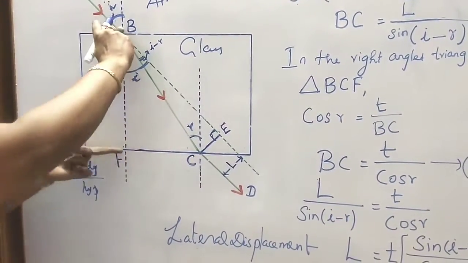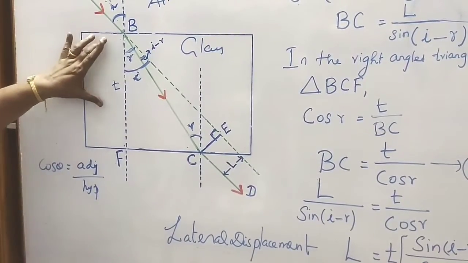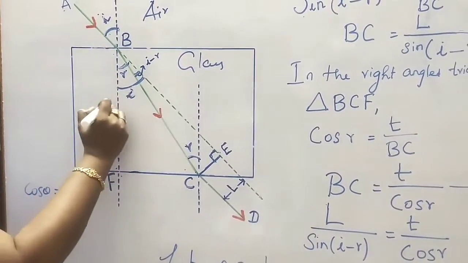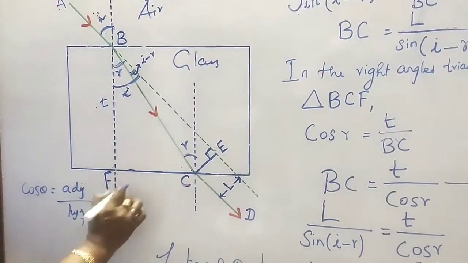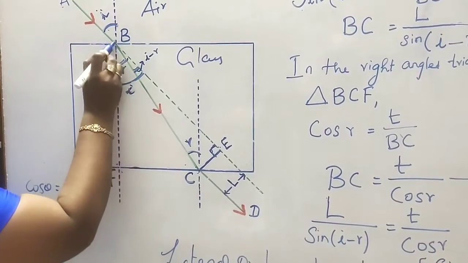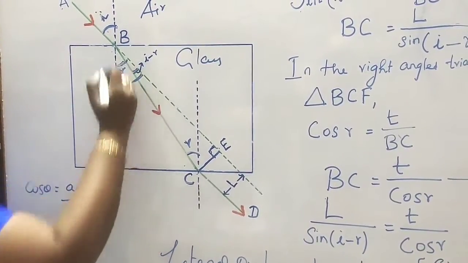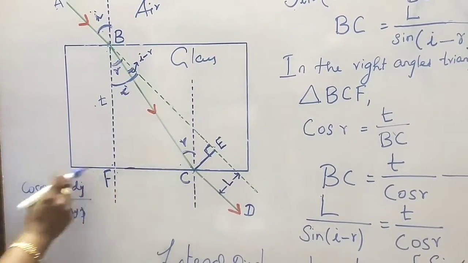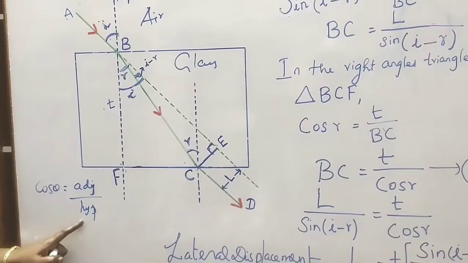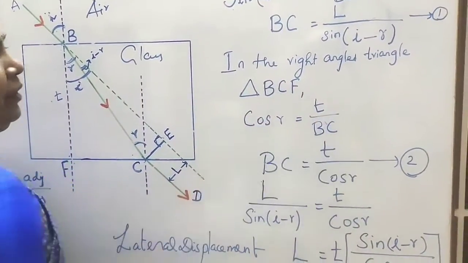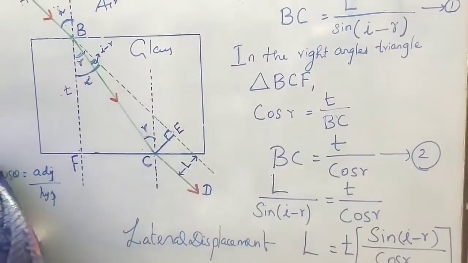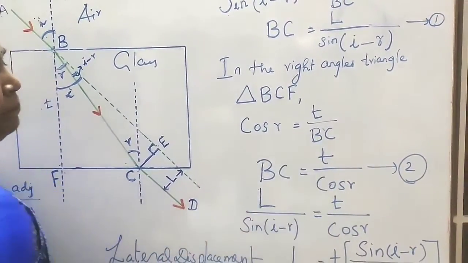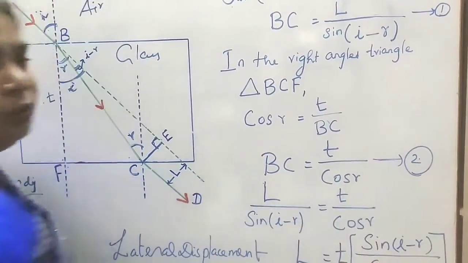This is the thickness of the slab. Let us take the thickness of the slab as T. So this is the adjacent side T, and the hypotenuse is BC. The formula for cos theta, adjacent side by hypotenuse, is nothing but T by BC. From this equation, BC is nothing but T divided by cos R. Take this as equation number 2.